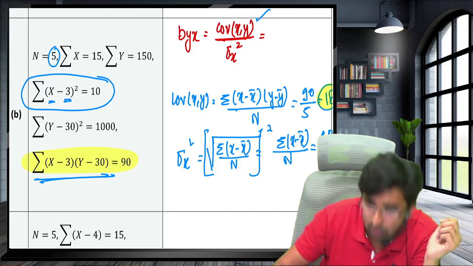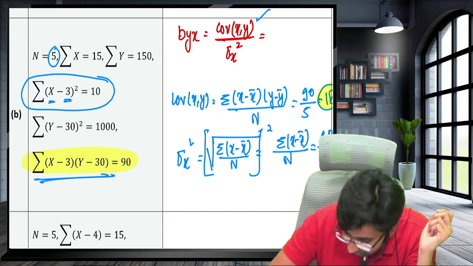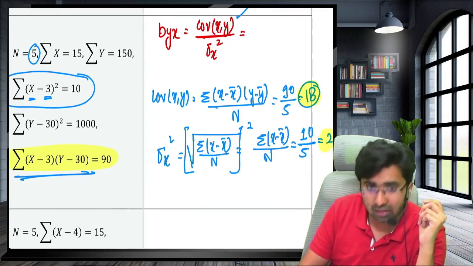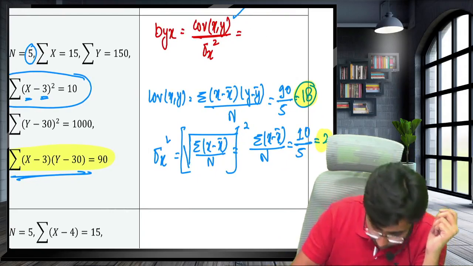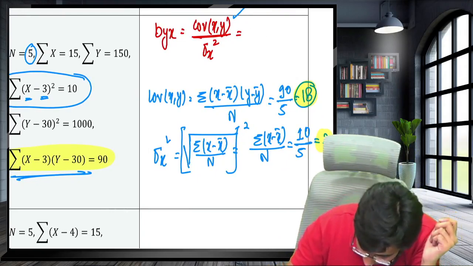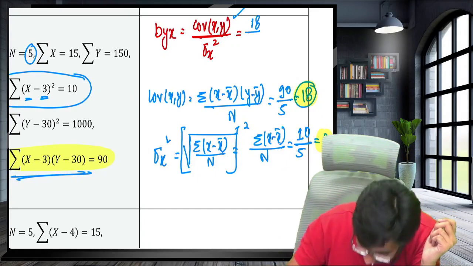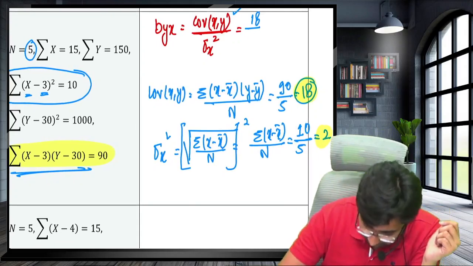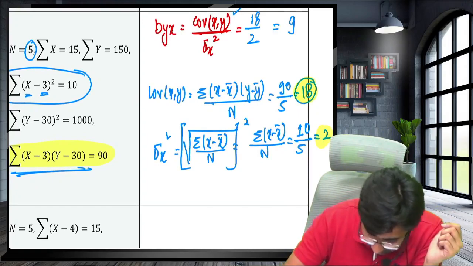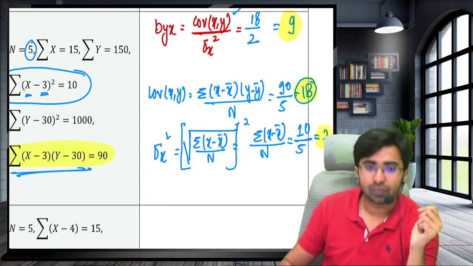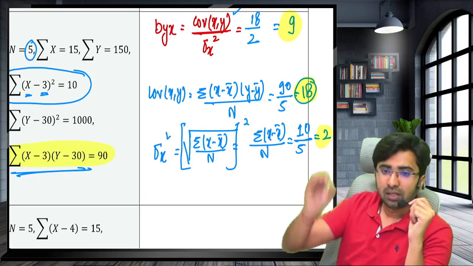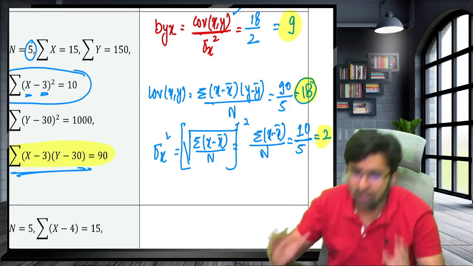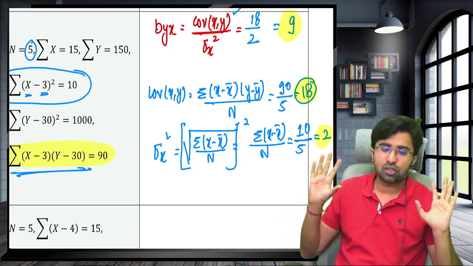Guys, now you have the covariance and the standard deviation whole square. Guys, can you put it over here? Yes, sir. Let's put it over here. Covariance is 18 and standard deviation of x whole square is 2. 18 divided by 2, again my answer is 9. Guys, just tell me, same answer, sir, 9? Yes, it's okay. We are getting the same answer. That's cool, no issues.